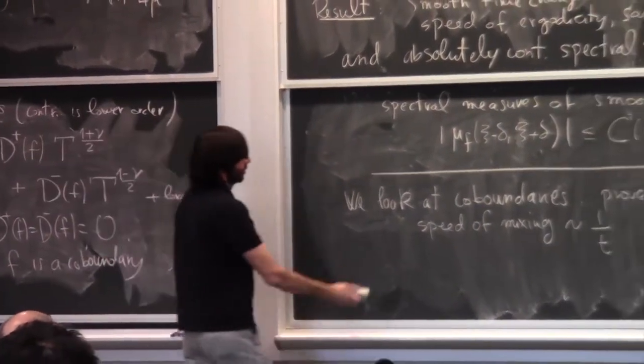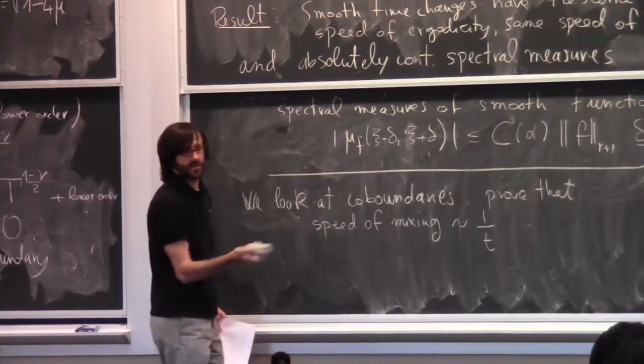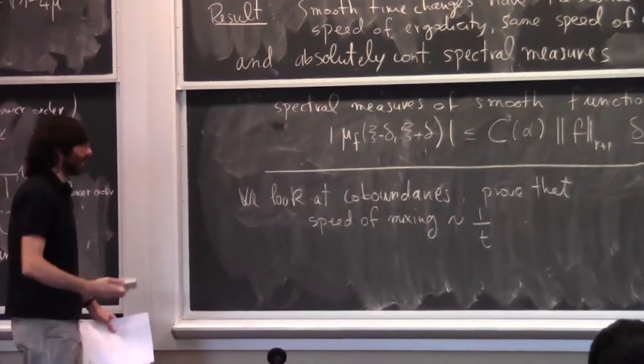So that's it. Of course, if you have coboundaries, we have the function. Coboundaries are dense in there. There are two arguments.